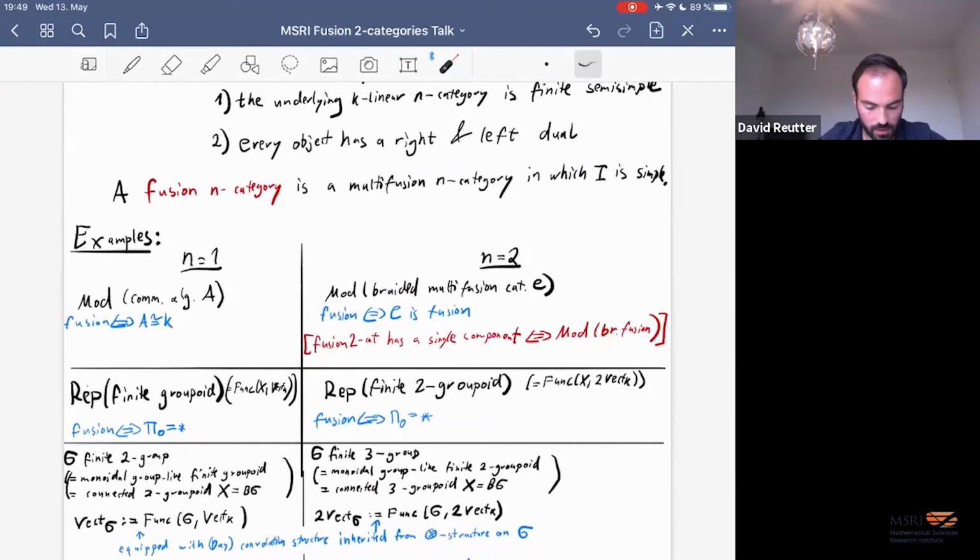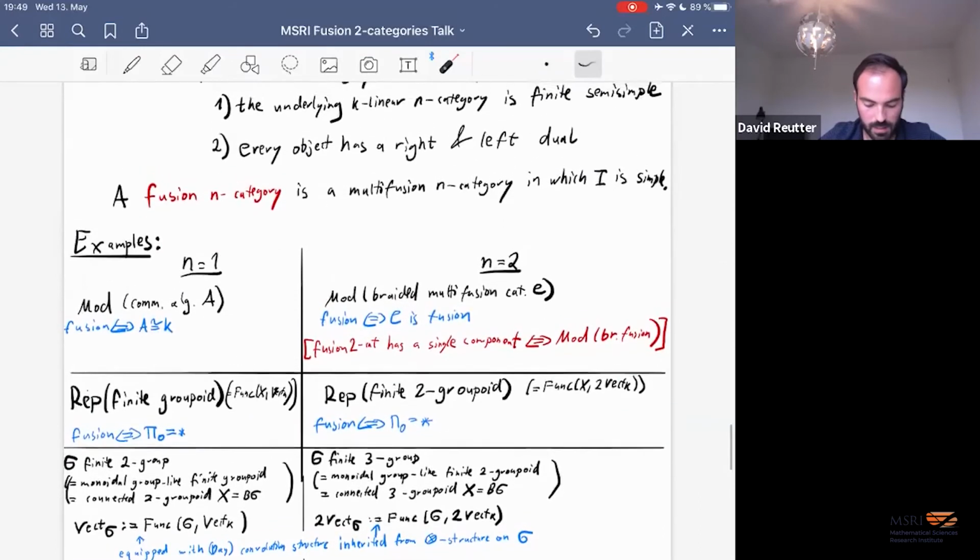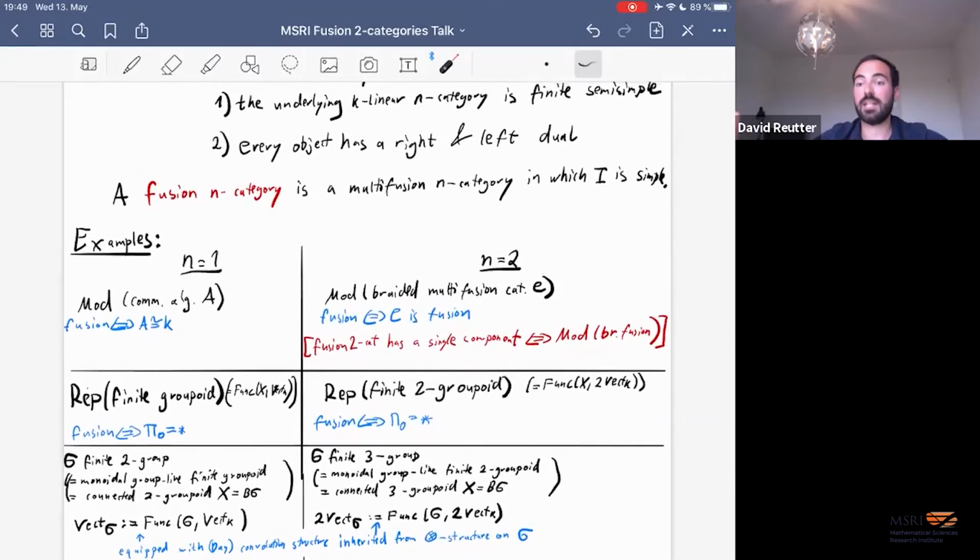So another thing one can do is, rather than looking at representations, one can look at graded vector spaces. Another good source of fusion 1 categories is to say I take G, let me again make it in full generality, suppose I take G as some finite 2 group. With a finite 2 group, I mean a monoidal group like finite groupoid. So it's a finite groupoid with a monoidal structure such that every object is invertible under the tensor product. Another way to say this is just some 2 groupoid which is connected.